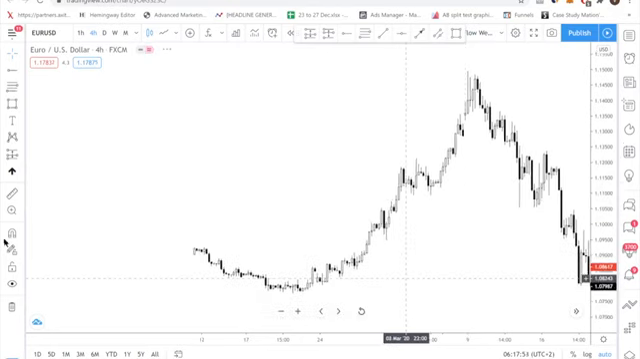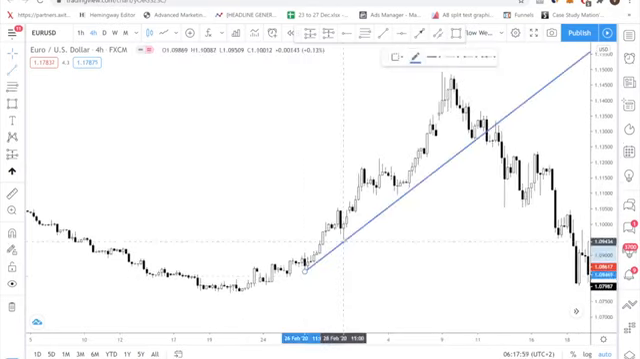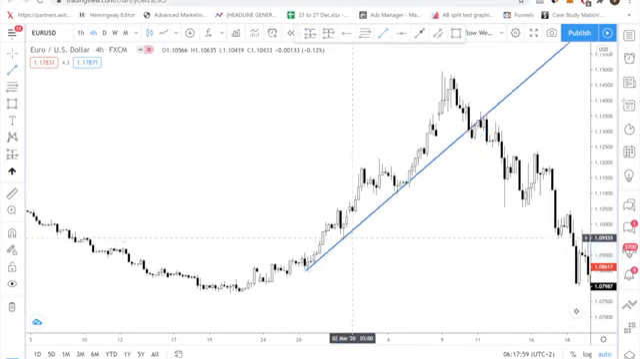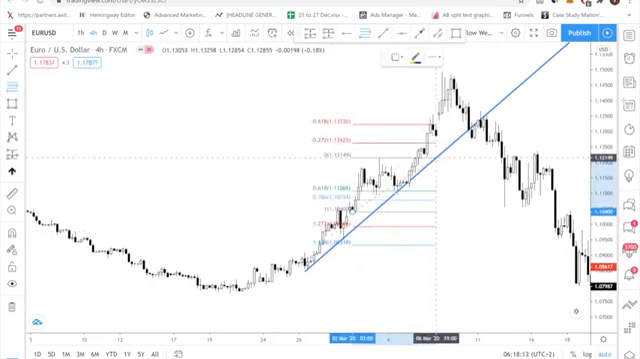Okay, so maybe let's try this. You have a swing low here, and then you have a swing low over here. So you're connecting this swing low with this swing low. That's step number one, trend line. Step number two, you need a Fibonacci retracement level. In this case, I'm going to take this level here, and I'm just going to draw it up. You can see that there is confluence between the 0.618 level and the trend line.